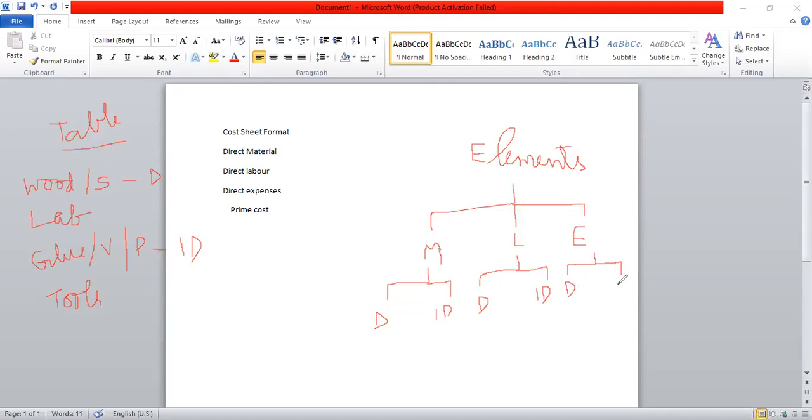Expenses also, we can categorize as direct and indirect. The grouping of all the direct costs, that is direct material, direct labor, and then direct expenses added together, we use the term prime cost. So the format of it would first account for the prime cost.